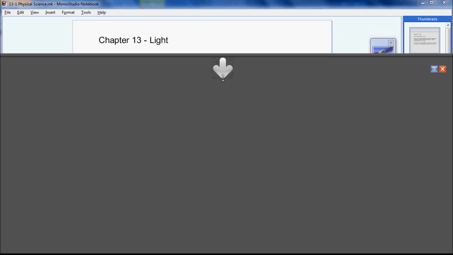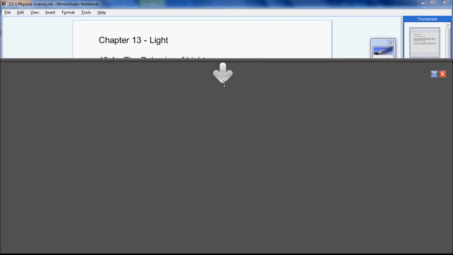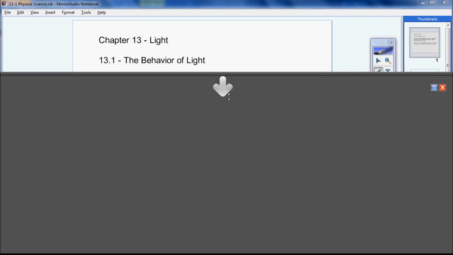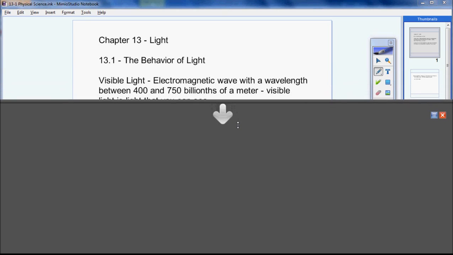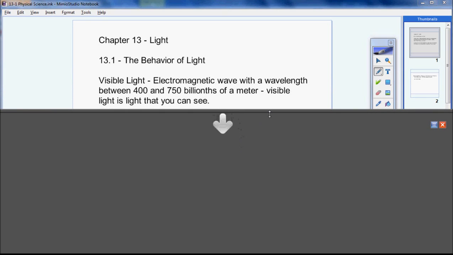We had been talking about light just a little bit, in that it is a type of electromagnetic wave, and so it does follow all of the other things that we know about electromagnetic waves, and we're going to talk a little bit today about its behavior. And when I'm talking about light, I'm talking about the visible light spectrum. You can see light waves that have a wavelength between 450 and 750 billionths of a meter. Okay, you can see it.